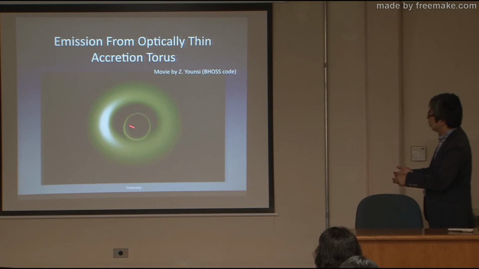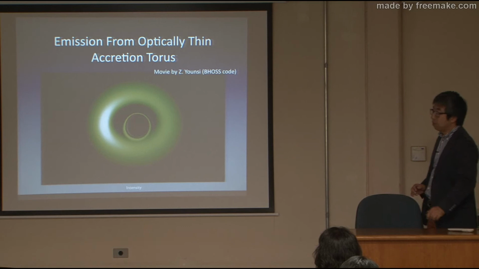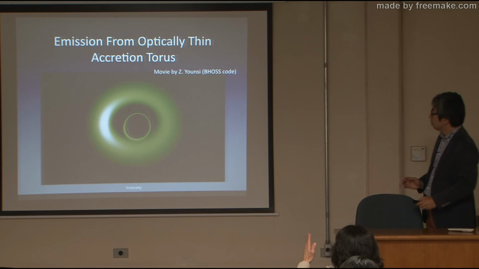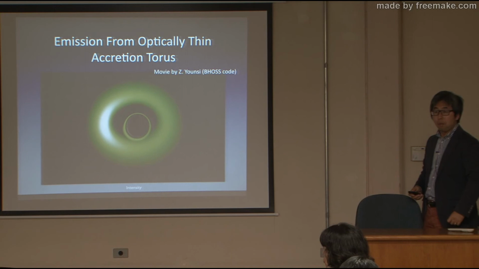Why is only one side bright? One side is bright because of the rotation over there. So one part is blue shifted, one part is red shifted. This is compatible with those solutions that you have shown, the geodesics. Right? Yep.